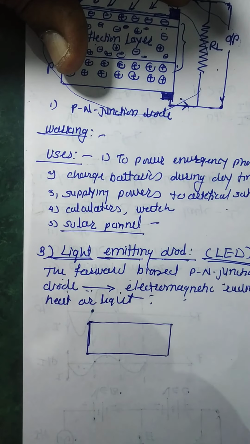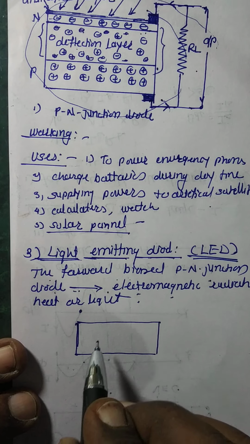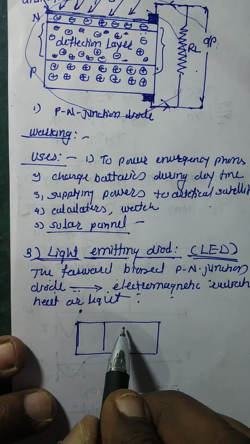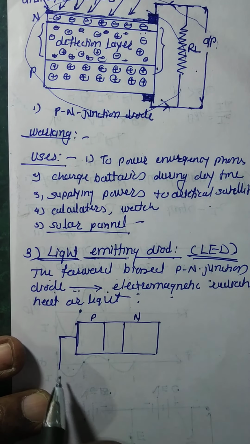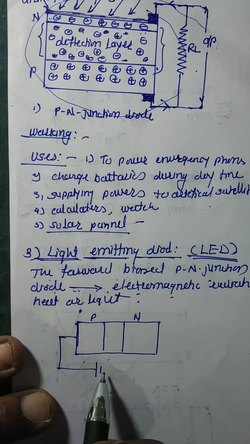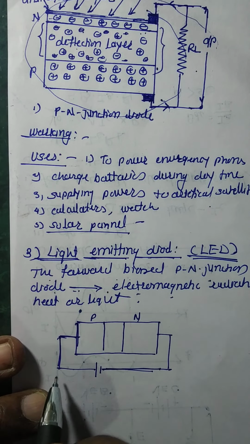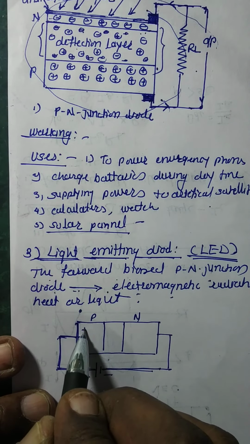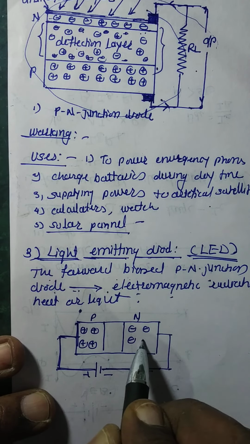Suppose this PN junction diode is connected in forward bias. Forward bias means positive to positive, negative to negative, like this. Positive holes, negative electrons, like this.